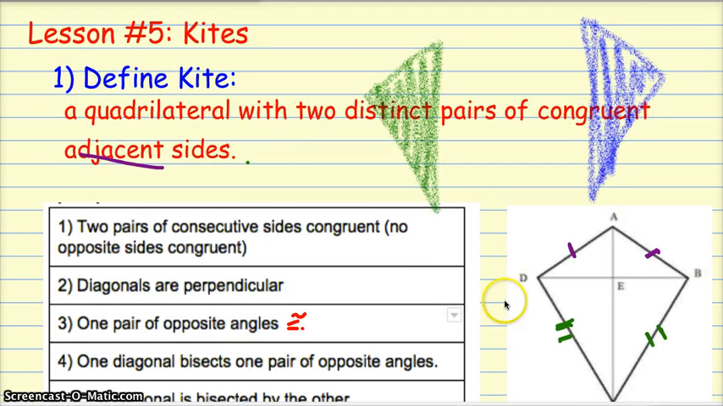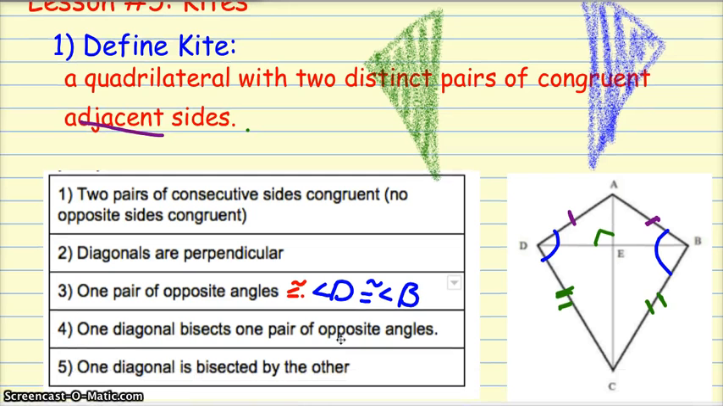All right, talking about the properties. Their diagonals are perpendicular, meaning that they form that 90-degree angle. We have one pair of opposite angles congruent, and the pair of opposite angles congruent are these. Angle D is congruent to angle B.